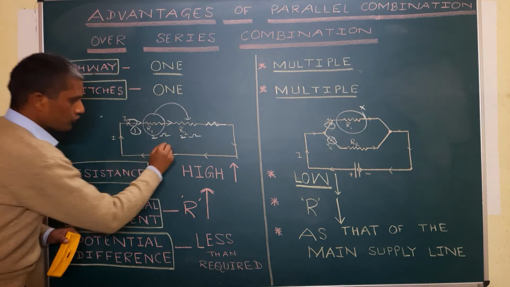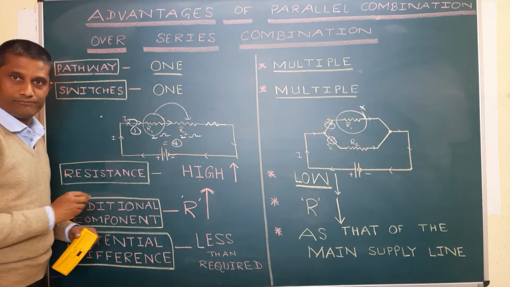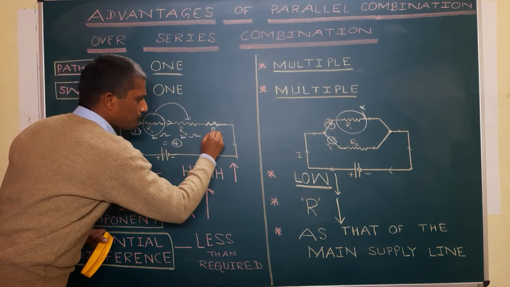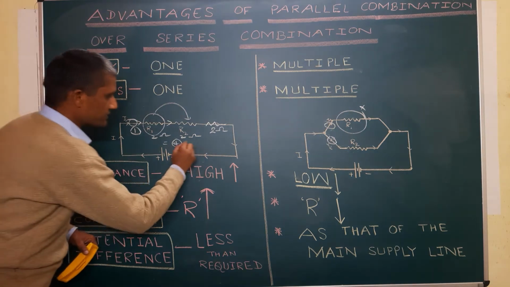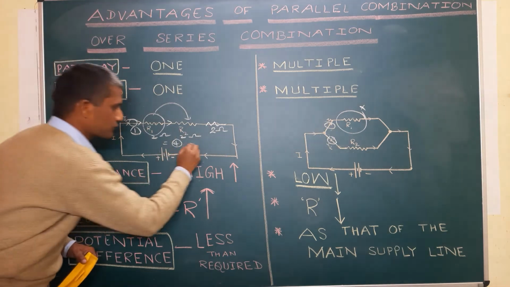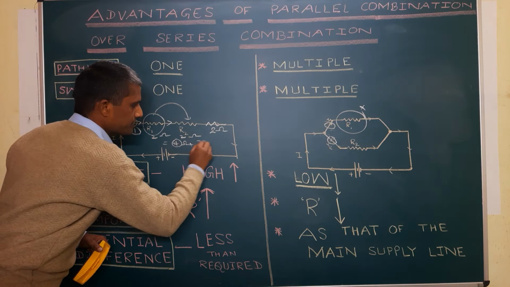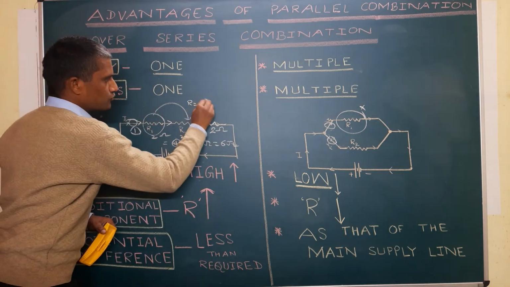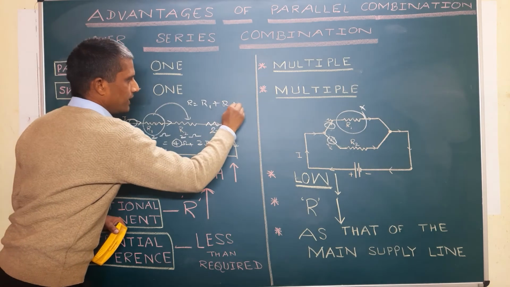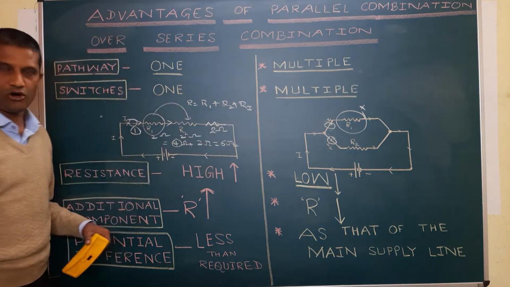2 ohm. Total resistance comes out to be 4 ohm. Here it is, and suppose one more resistance is being added here. So what's going to happen? Resistance is not going to fall, rather it's going to increase here, and it is how much? 6 ohm, because R is equal to R1 plus R2 plus R3. It will become 6 ohm.